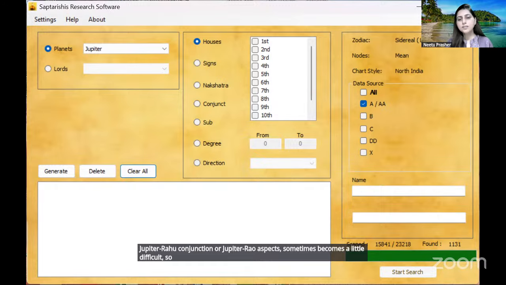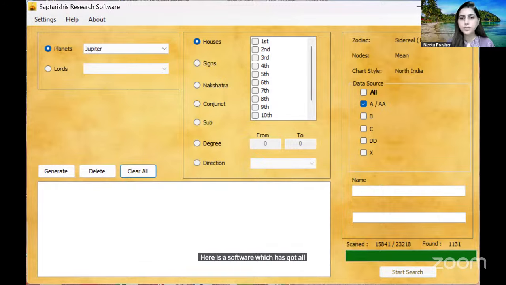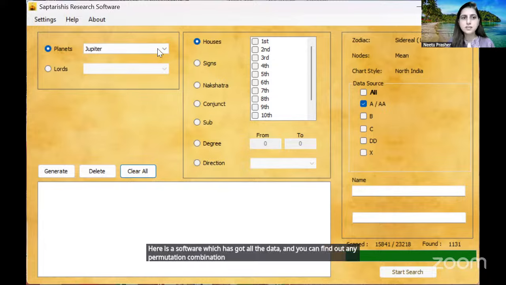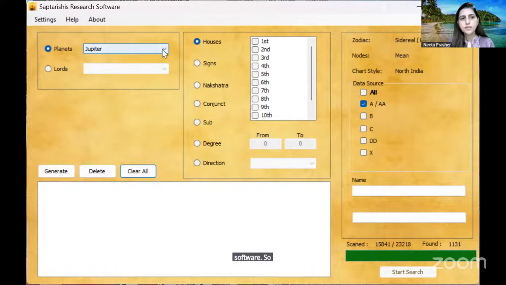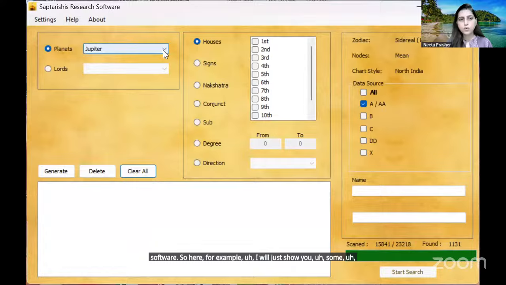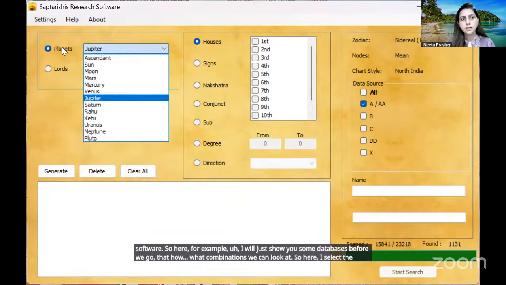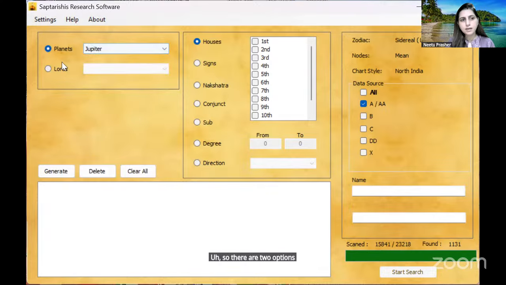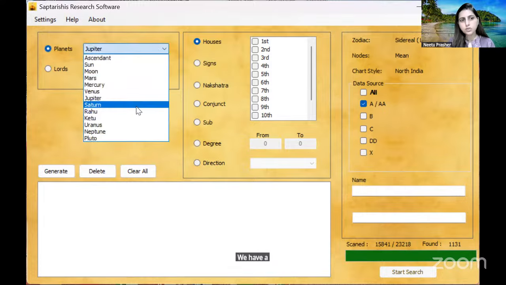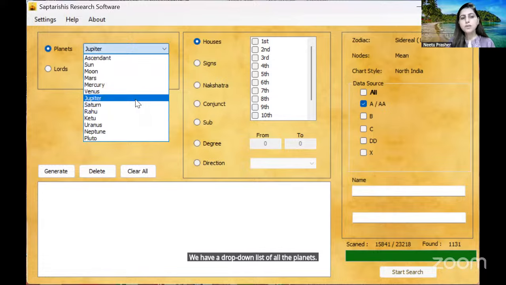So here is a software which has got all the data, and you can find out any permutation combination of planets in this software. So here, for example, I will just show you some databases before we go, what combinations we can look at. So here I select the planet. There are two options here. One is planet, one is lords. Because we are looking at a planetary conjunction, we click on planets. We have a drop down list of all the planets. Since we are looking at Jupiter Rahu conjunction, I will click on Jupiter.